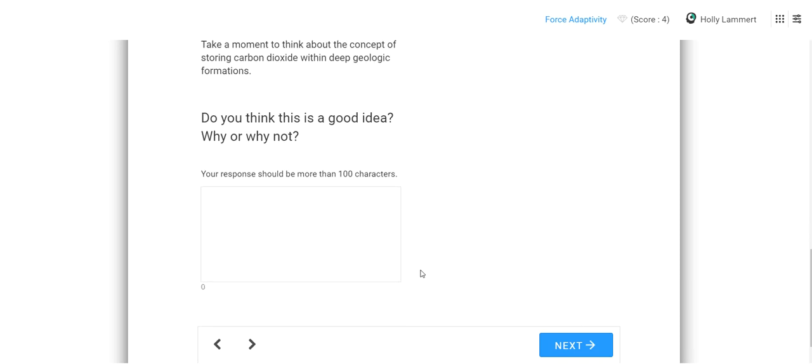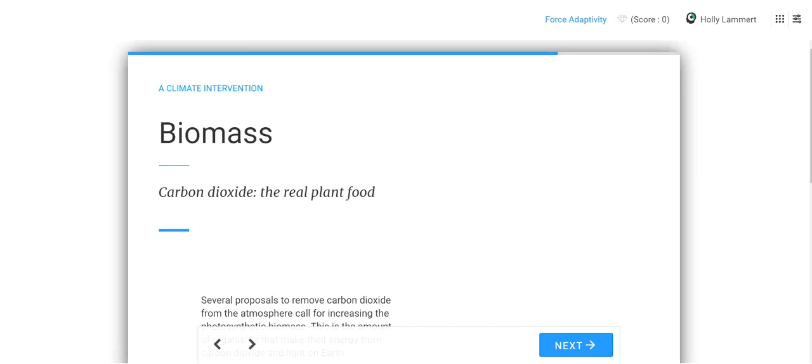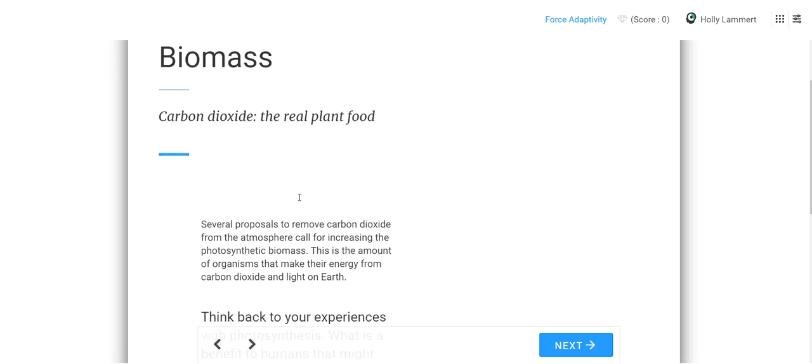Take a minute to think about these concepts. Do you think this is a good idea or not? Go ahead and record your observation there. I'm going to pause. Okay, and this last one, biomass.